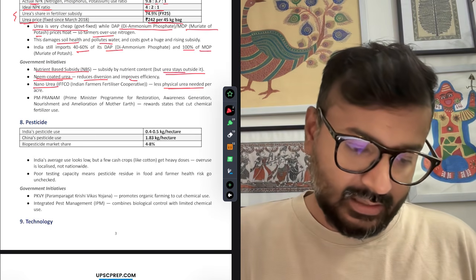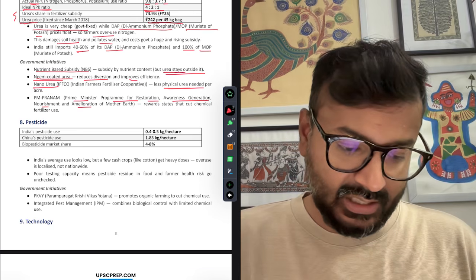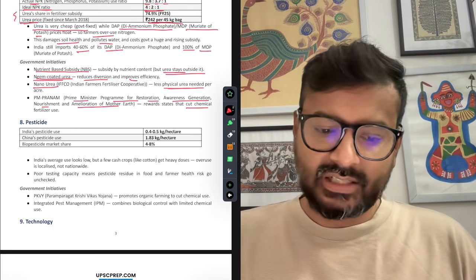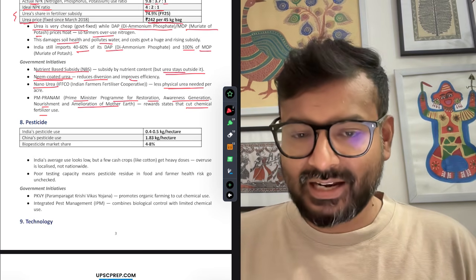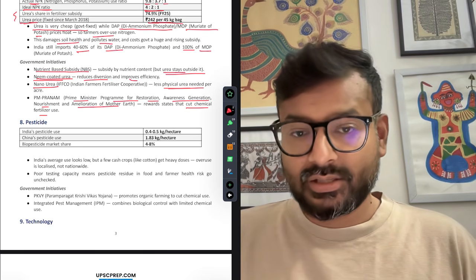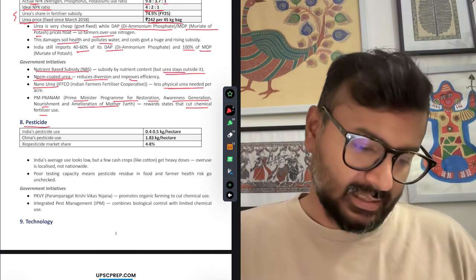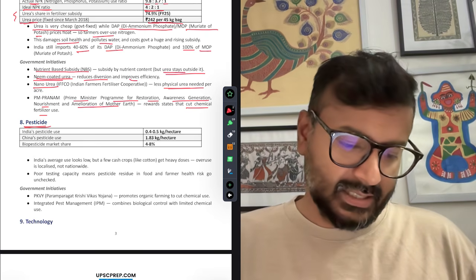Okay. Another initiative is the Prime Minister Program for Restoration, Awareness Generation, Nourishment, and Amelioration of Mother Earth. This is an initiative to cut chemical fertilizer use, so use less chemical fertilizers and more biofertilizers. Okay. The next input in the field is pesticide. So let's see some data about pesticide.